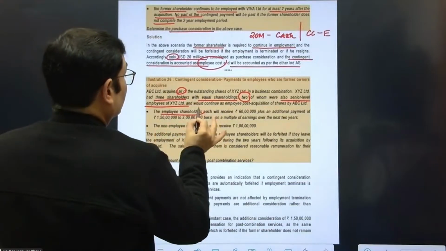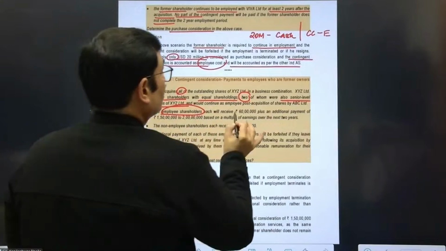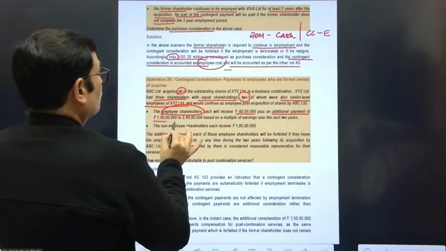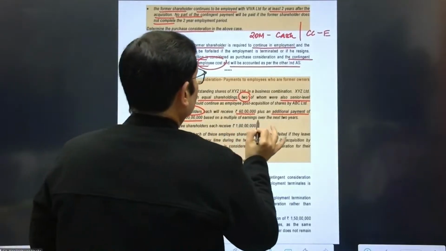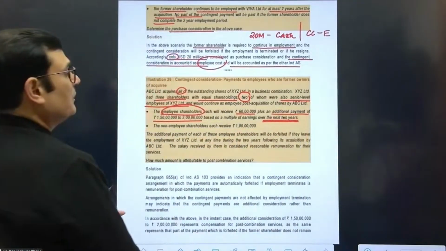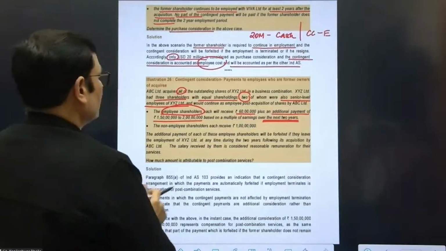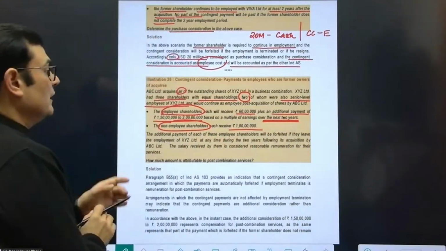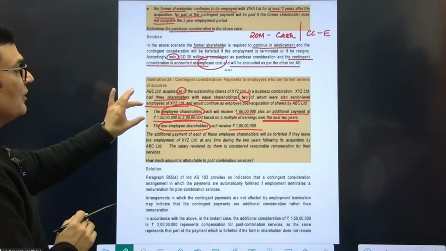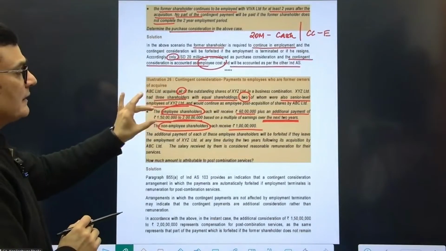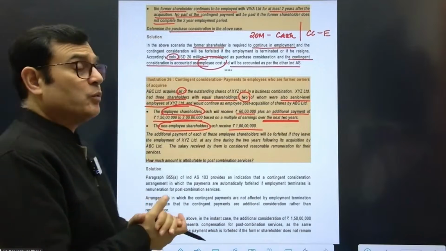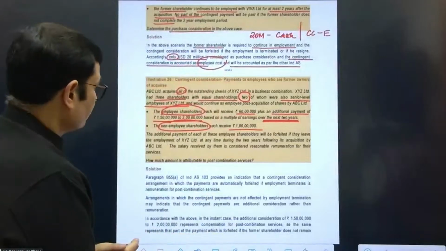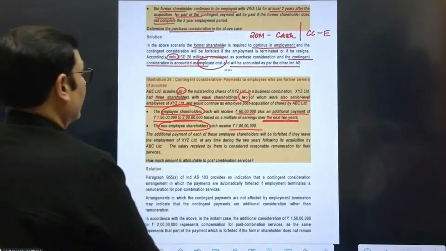The employee shareholders, that is the 2 people, will receive 60 lakhs plus an additional payment of 150 to 200 lakhs based on a multiple of earnings over the next 2 years. The payment is made in the future. The non-employee shareholder is to receive 100 lakhs. So the 2 shareholders who are also employees are given 60 lakh plus an additional payment. 60 lakh is what you're paying them right now, and the additional payment is based on 2 years. And the non-employee is being given 100 lakh.